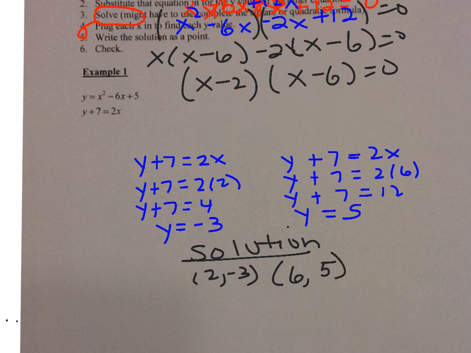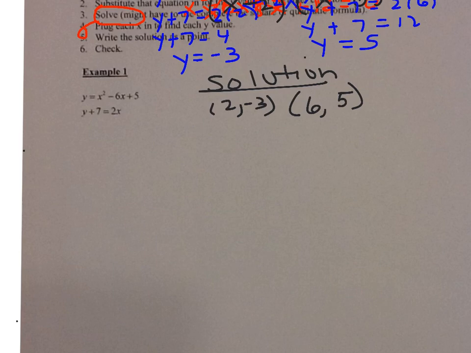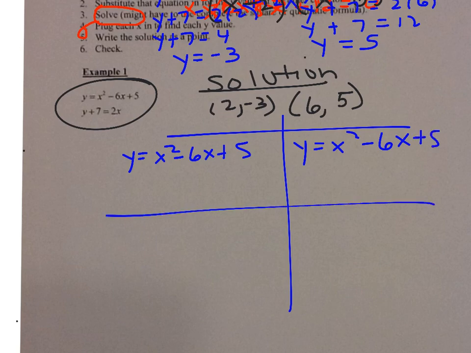All right, and the last thing you're going to do is you're going to check. So you have two solutions and you have two equations to check. So that means you're going to have 4 checks. You're going to take each equation, y equals x squared minus 6x plus 5. You're going to do that for both solutions, both points. And you're going to do the same thing for y plus 7 equals 2x.